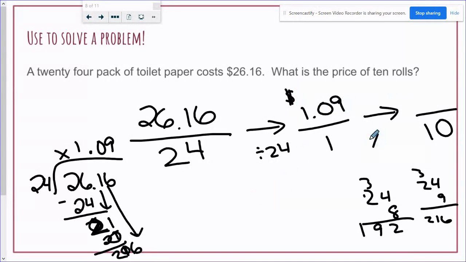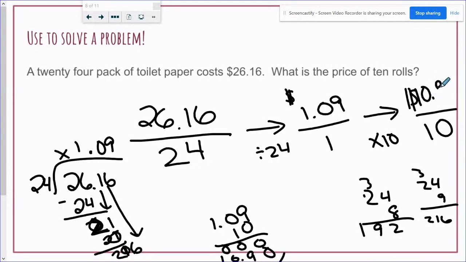But now we need to go to 10 rolls, so we're going to multiply by 10. $1.09 times 10 would be $10.90 if you did out your multiplication. Again, we had to find the cost of one roll by dividing by 24, and then find the cost of 10 rolls by multiplying that by 10.